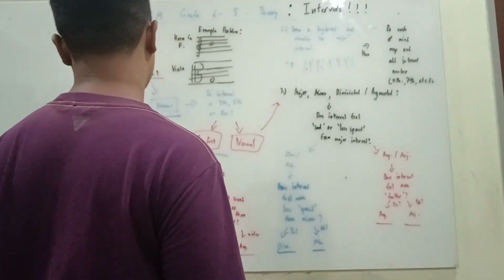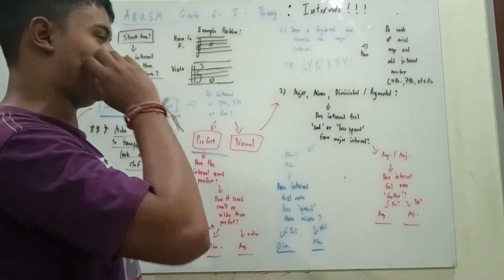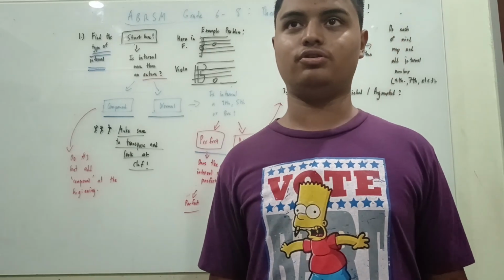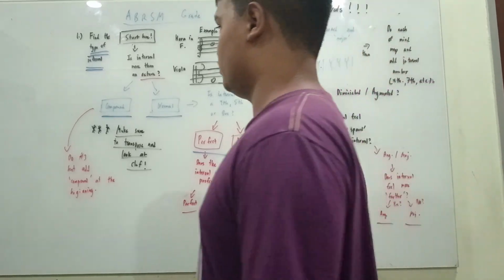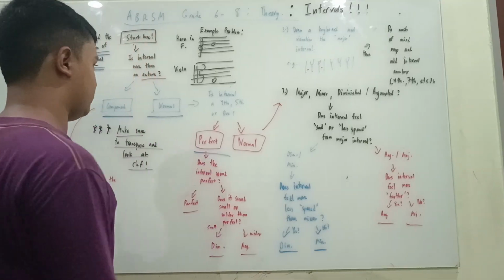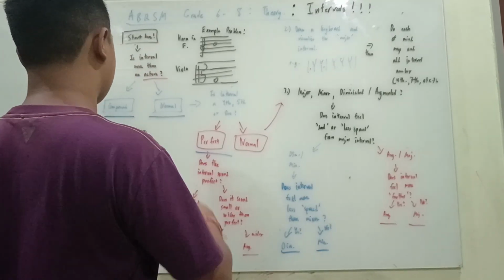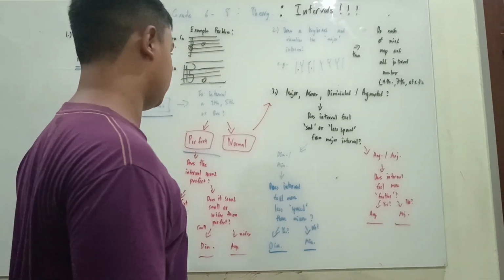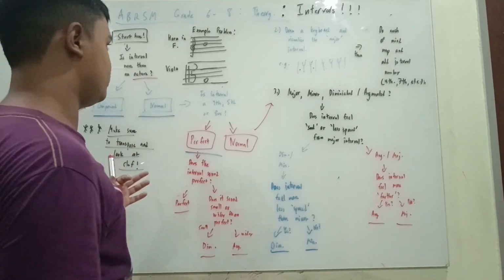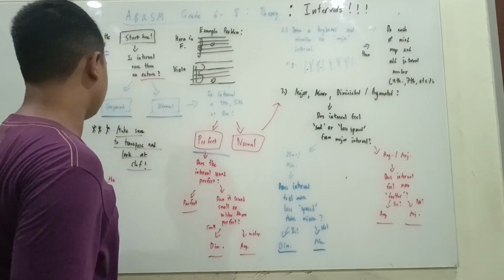Now, the reason why you should ask this question first is because there are going to be a lot of intervals that are more than an octave. For these types, we define them as compound. And for those that are not more than an octave, we call these normal intervals. Now, what should we do if we have a compound interval?